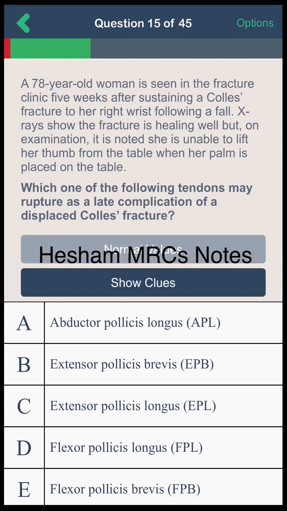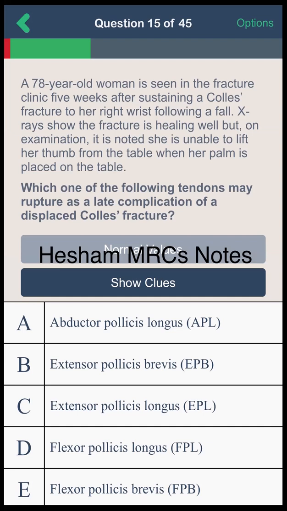Okay, another question. A 78-year-old woman is seen in the fracture clinic 5 weeks after sustaining a Colles fracture to her right wrist following a fall. X-ray shows that the fracture is healing well. On examination, it is noted she is unable to lift her thumb from the table when her palm is placed on the table. Which of the following tendons may rupture as a late complication of a displaced Colles fracture? Abductor pollicis longus, extensor pollicis brevis, extensor pollicis longus, flexor pollicis longus. The patient is suffering from extensor pollicis longus tendon rupture. Option C. Yes, excellent.